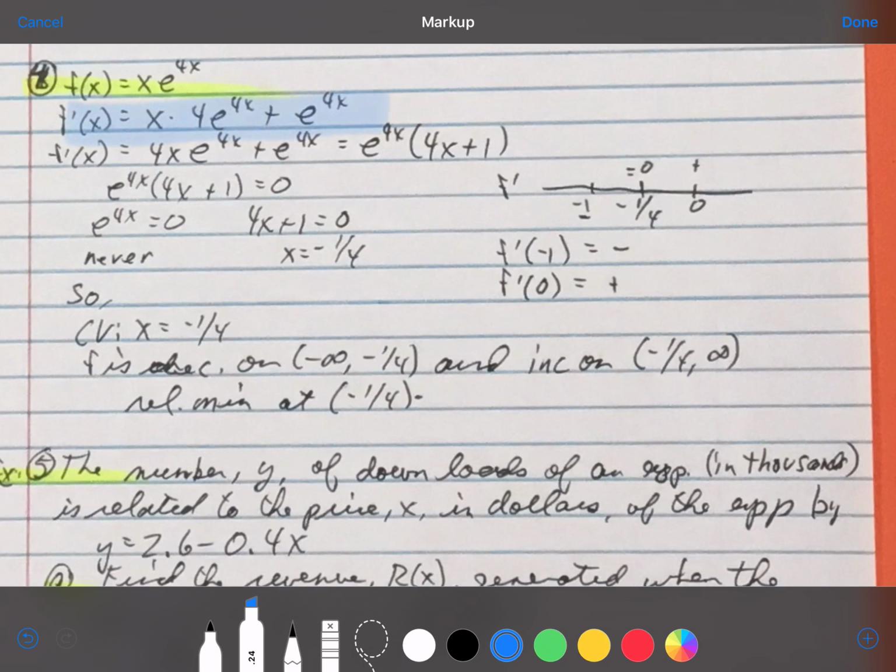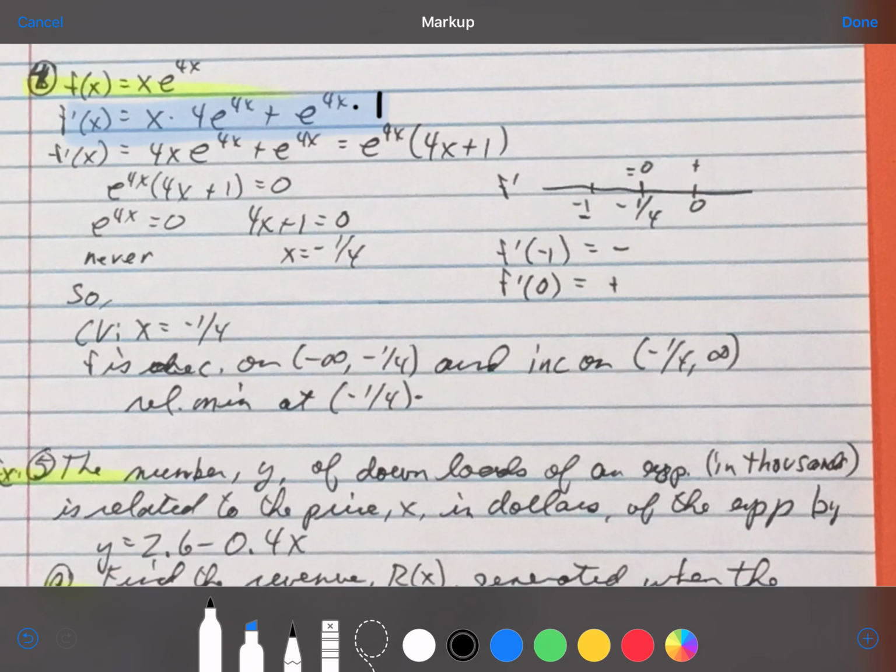So finding f prime, x times the derivative of e to the 4x, which is 4e to the 4x. There's our chain rule. Right? It's e to the 4x times the derivative of the exponent, 4, plus our second, e to the 4x, times the derivative of the first, which is x, whose derivative is 1. So there's our first d second plus second d first: x times 4e to the 4x, plus e to the 4x times 1, if we want to include that. But that's our product rule. That's all that is. And I just rewrote it.